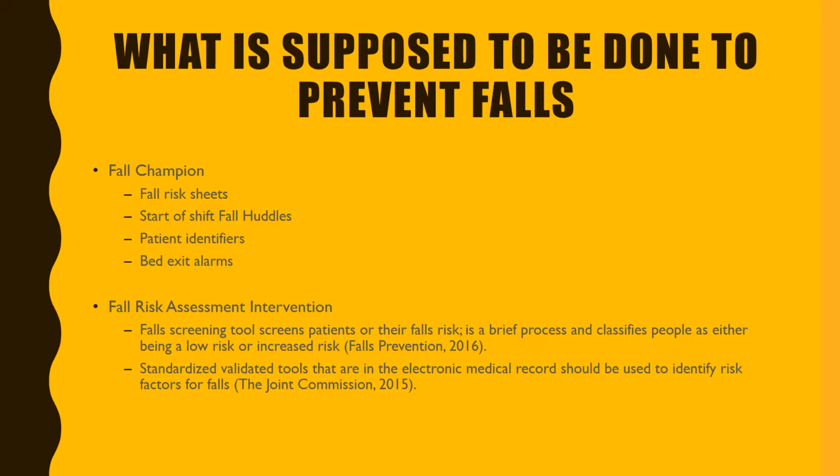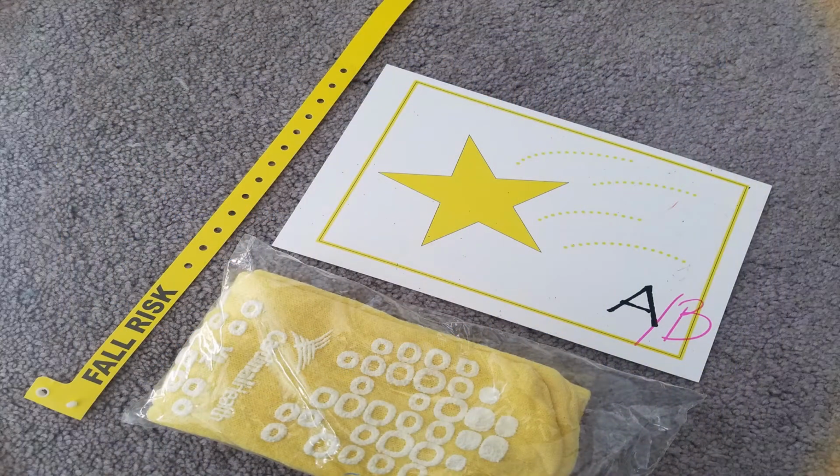Fall risk assessment is a documented intervention that must be completed every shift. This generates a fall sheet that is used during the fall huddle, so the fall risk patients can be identified by the fall champion. The fall sheet is used then to ensure that those who are at risk for falls have identifiers such as a yellow bracelet, yellow socks, the yellow falling star on the door. The most important task is making sure that the bed exit alarm is on.